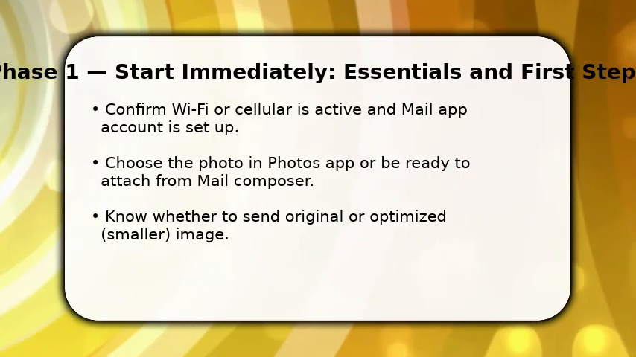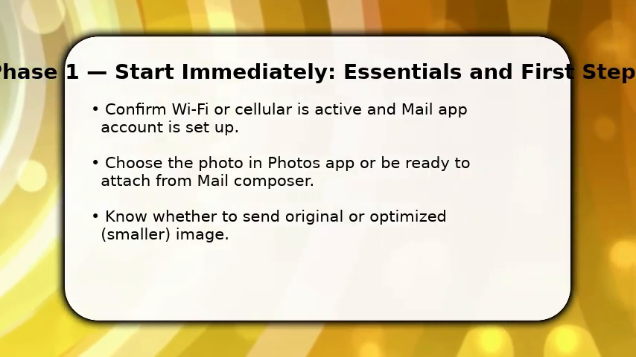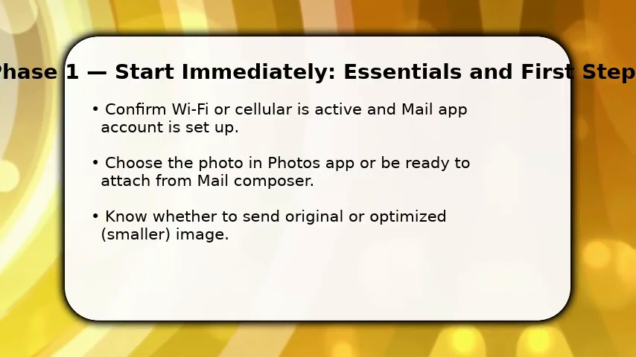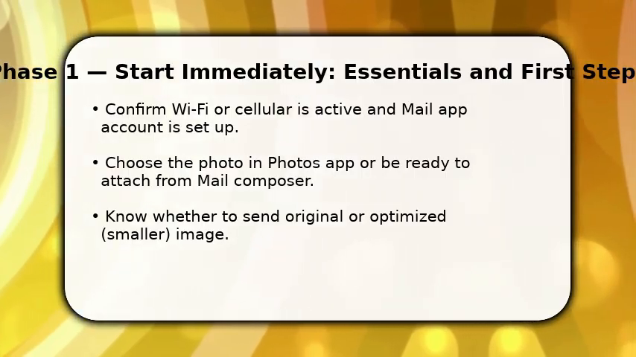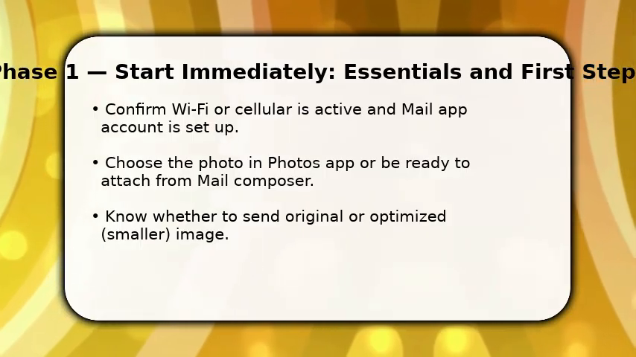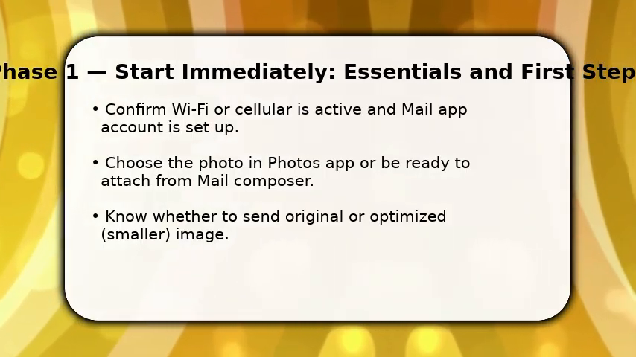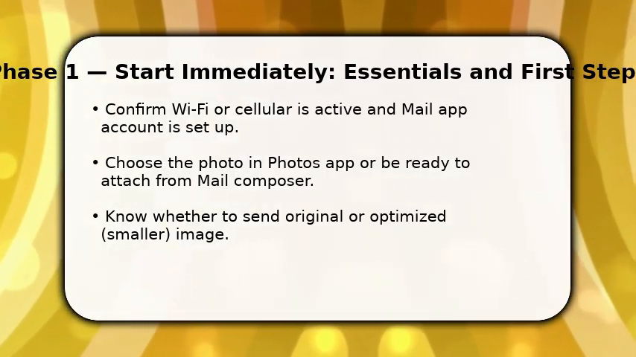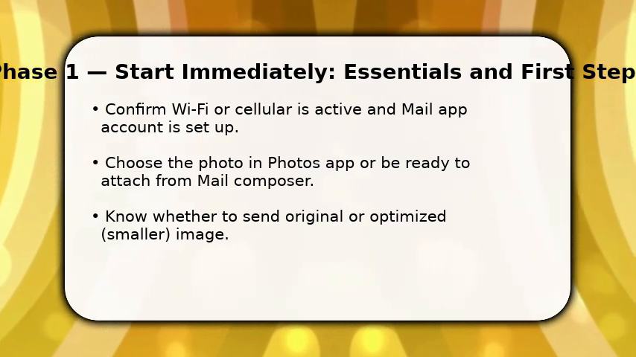From Photos, locate the picture you want. From Mail, create a new message first. This matters because composing first lets you position text, whereas attaching first is faster for single photos. Once you've chosen the image, you'll be ready to attach it using the Share menu or the paperclip option.